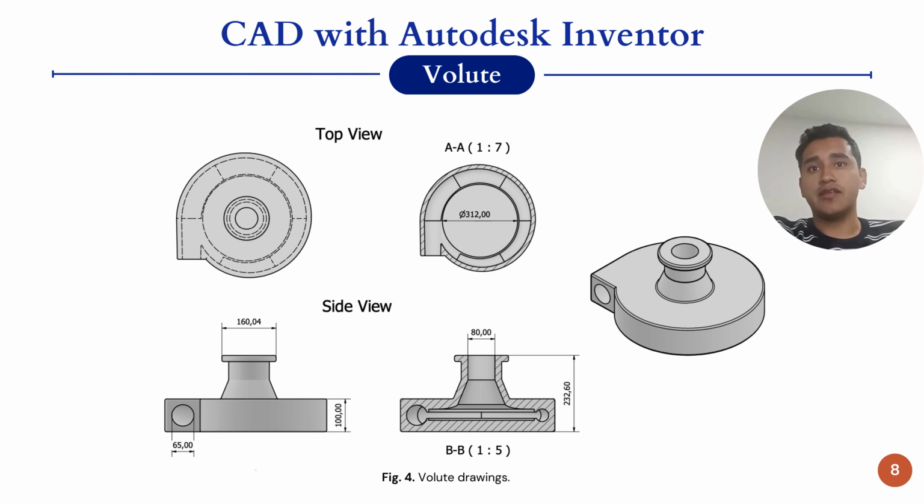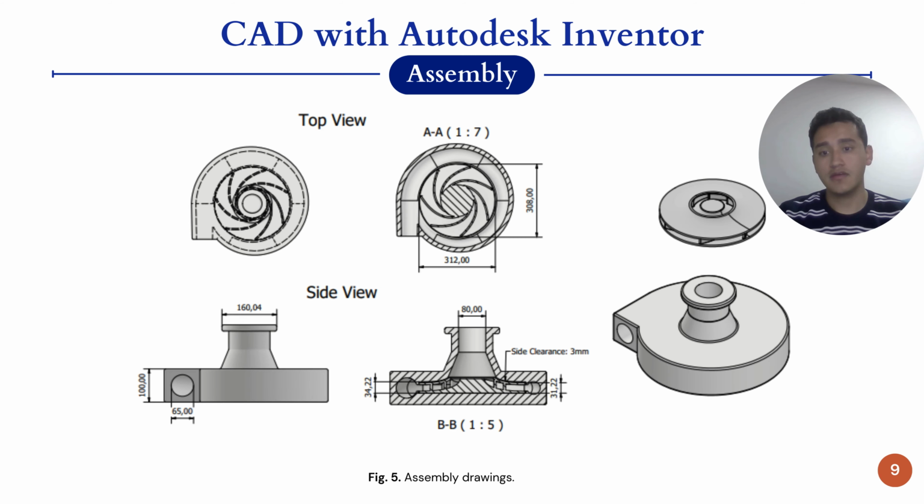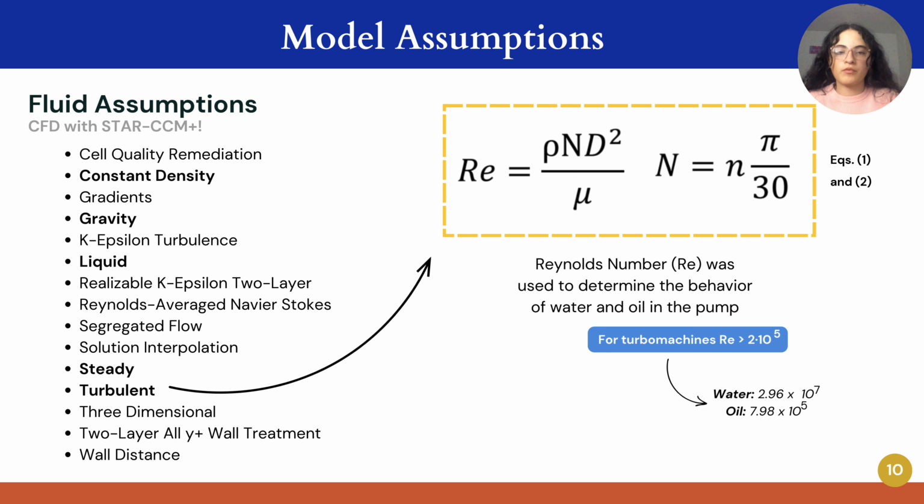On the other hand, the volute has a total height of 232.6, with a suction diameter of 80 and a discharge diameter of 65, while the internal cavity for the impeller has a radius of 312. Finally, we can see the drawing for the two pieces together with the previously mentioned information, highlighting the size clearance of 3 millimeters.